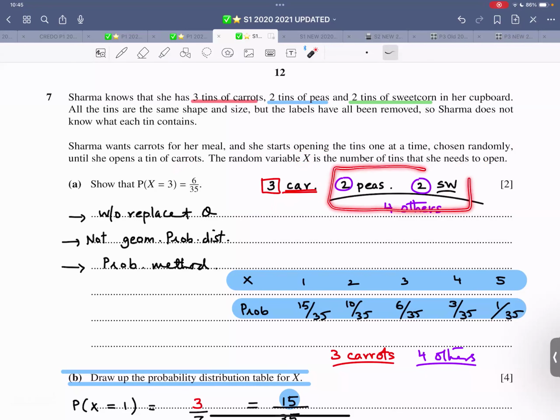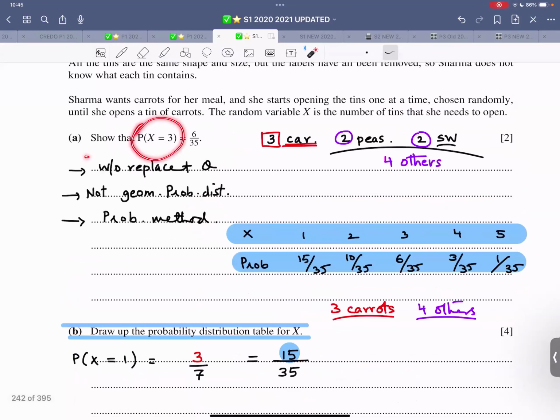Let me categorize them into carrots versus the rest. So it's 3 versus 4. First of all, it's without replacement. It's not a geometric probability distribution because of the replacement thing. Otherwise, if the probability was fixed, it would be a geometric probability distribution because of the words until success is achieved. So the only way is to solve it using the probability method.